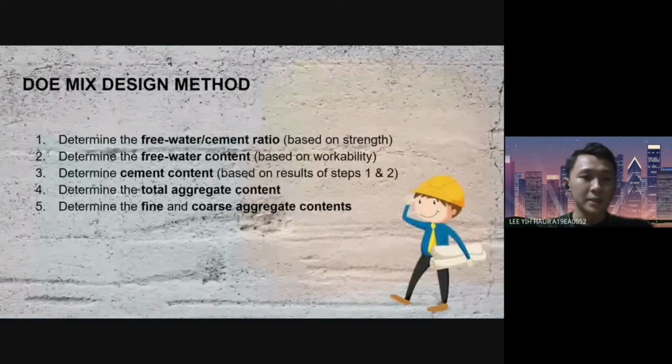There are 5 steps in the DOE mix design method. The first step is to determine the free water cement ratio, based on the strength required for the concrete mix. Next, we determine the free water content based on the workability required. After finding the free water cement ratio and free water content, we can determine the cement content. Then we determine the total aggregate content, and last, the fine and coarse aggregate content.